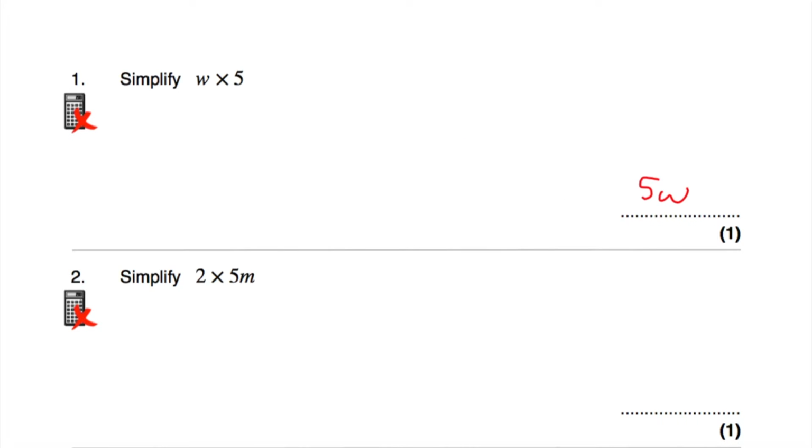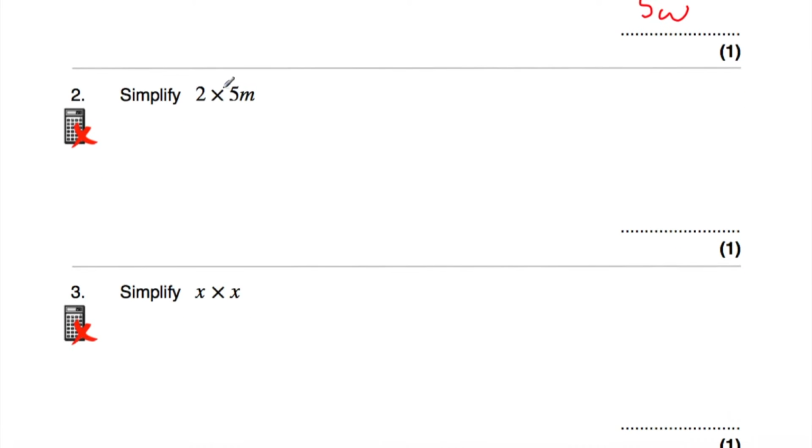Okay, question number two says simplify 2 multiplied by 5m. Whenever we're multiplying these terms together, we multiply the numbers to begin with. So 2 times 5 is 10. And then we've got our m, so it's going to be 10m. Just to recap, if we had 2 lots of 5m, that would be 10m. Just doing 2 times 5 is 10, and then putting the m there, 10m.